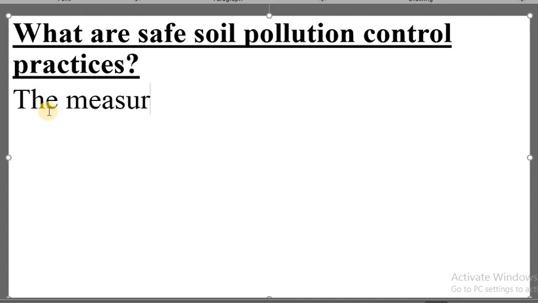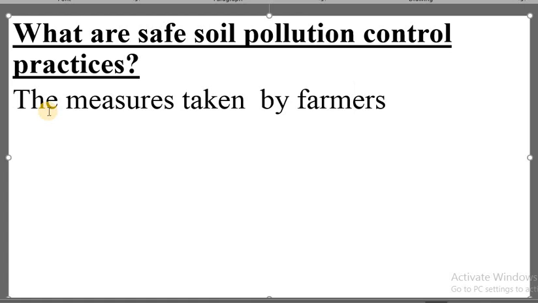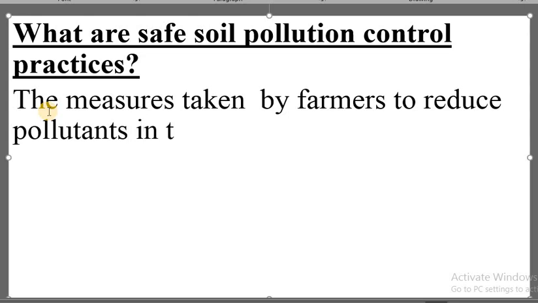The measures taken by farmer to reduce pollutants in the soil. So those are the soil pollution control practices or soil pollution control measures. Actions a farmer takes, actions we take so that we reduce pollutants getting to the soil. That is what we call safe soil pollution control practices.